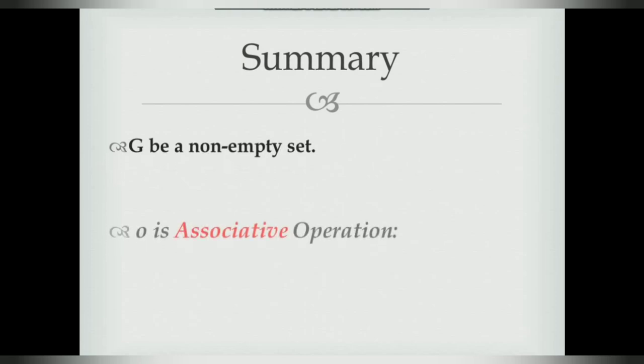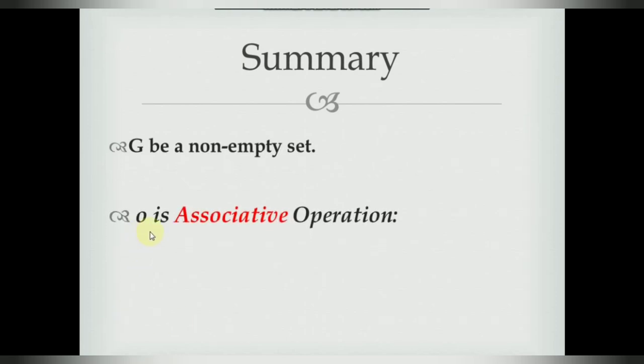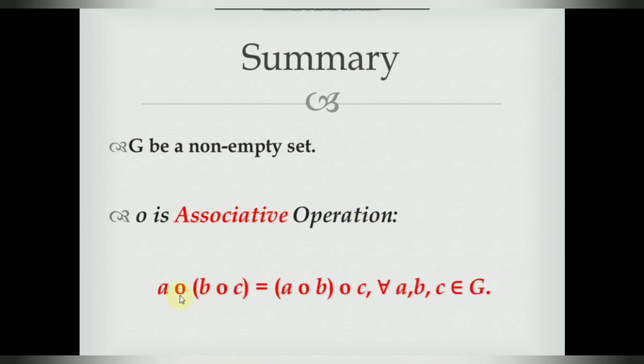Now we will see the summary of the lecture. If G is a non-empty set, then dot is an associative operation on G if A dot (B dot C) is equal to (A dot B) dot C for all A, B, C belonging to G. That is, while applying the same dot operation on three terms, the order of performance of the operation does not affect the output of the operation.